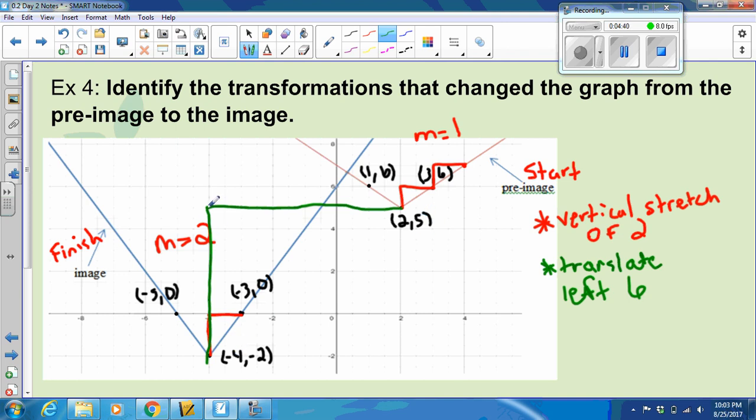So let's go ahead, we're going to count that. So we go 1, 2, 3, 4, 5, 6, 7. So that means we translate it down 7. And then basically, this would just be your transformation, so vertical stretch of 2, and we translate it left 6 and then down 7. And that would just be your answer.